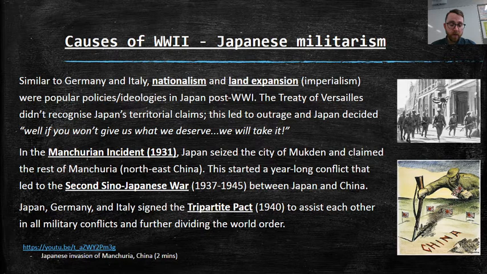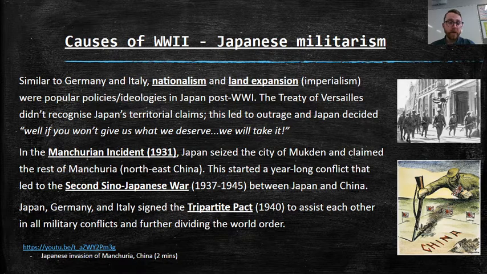So after World War I, when everyone sat down for the Treaty of Versailles, different countries were saying, well, we should do this to Germany and I should get this. So Japan said, well, we fought in the war, we deserve this land. The other countries didn't agree. That pissed them off. It led to outrage, and Japan decided, well, if you're not going to give us what we deserve, we're just going to take it.